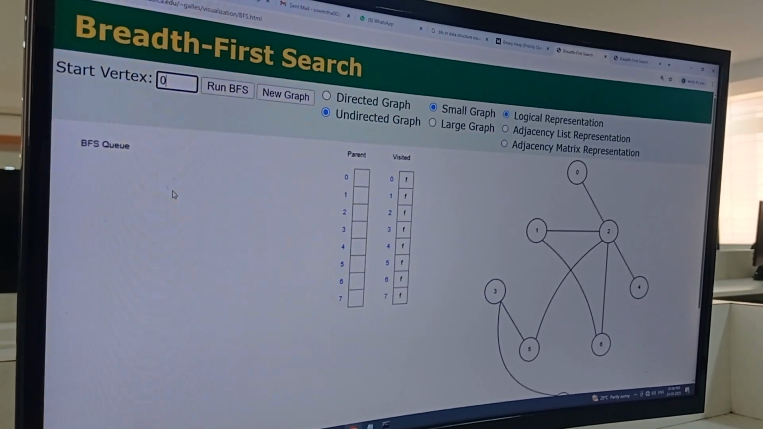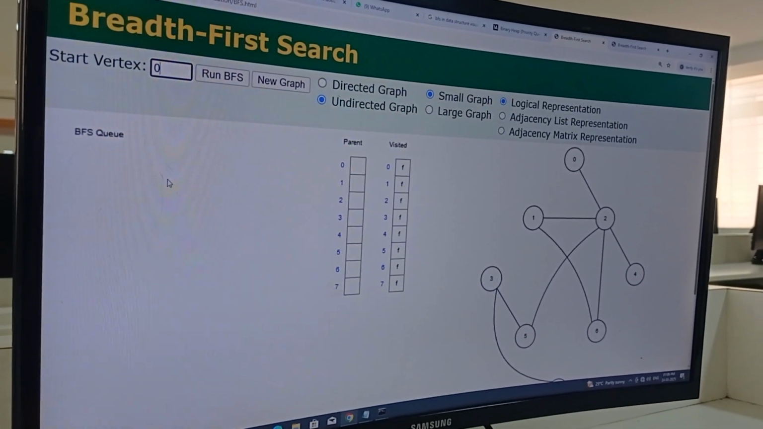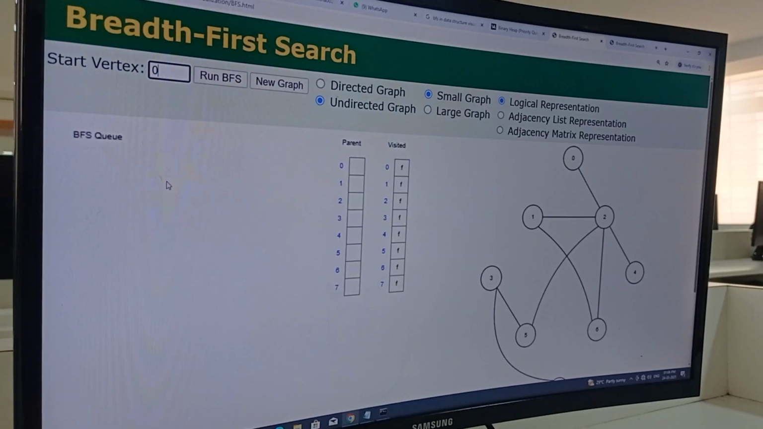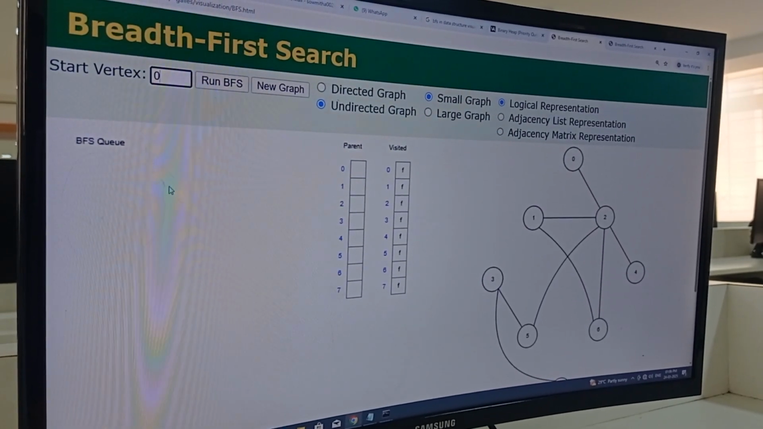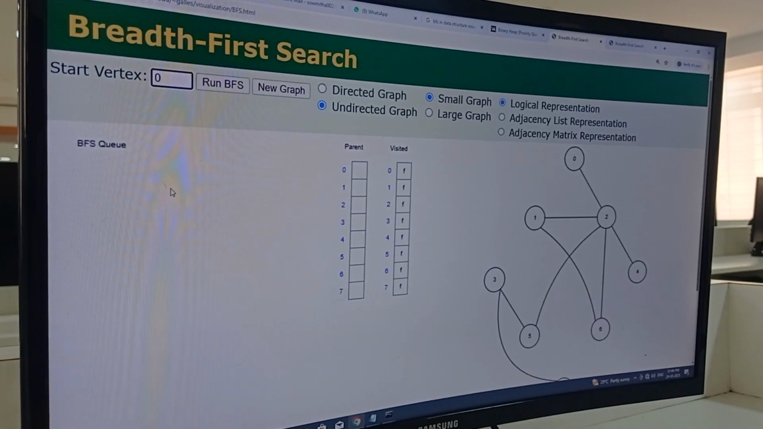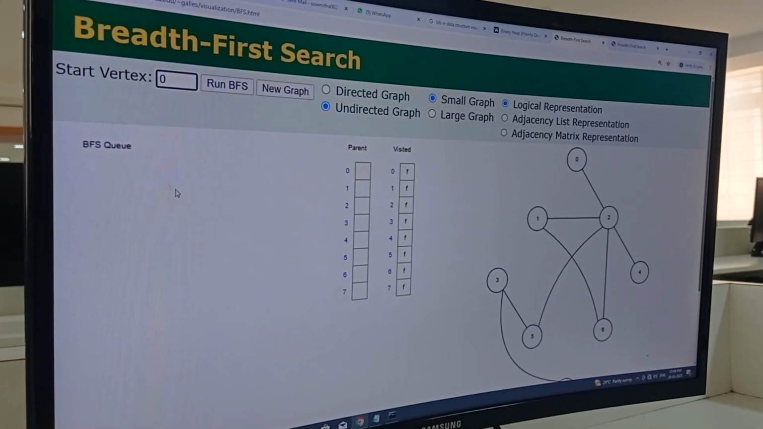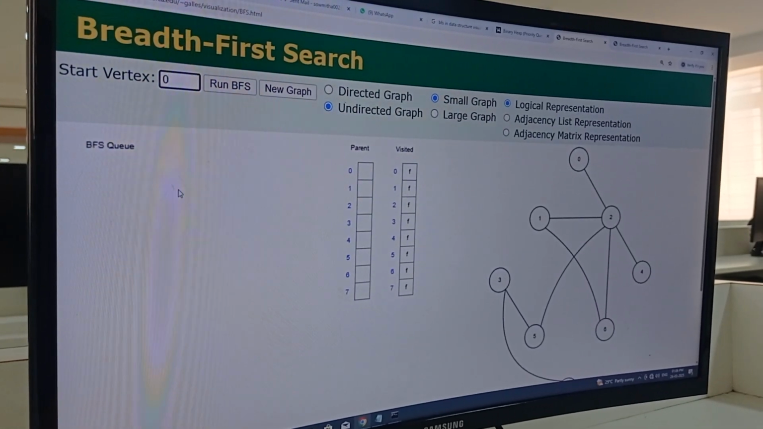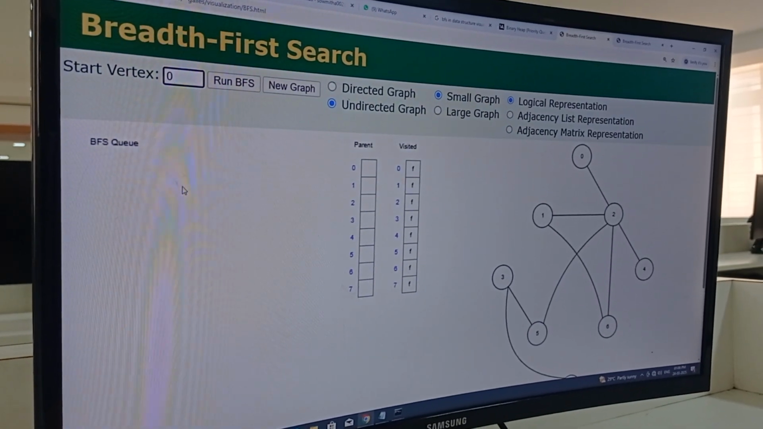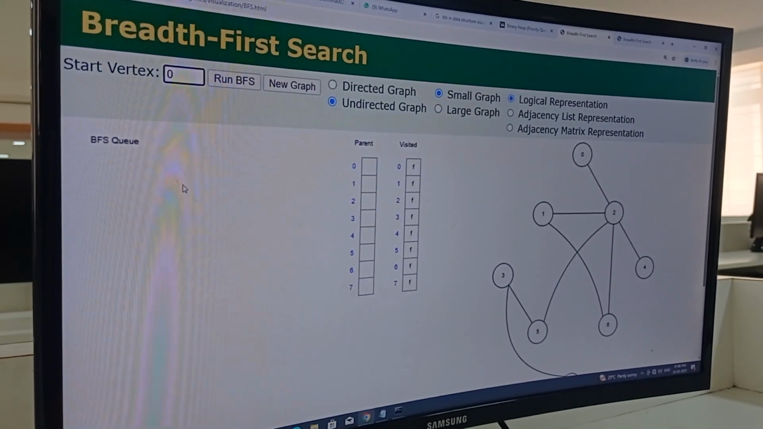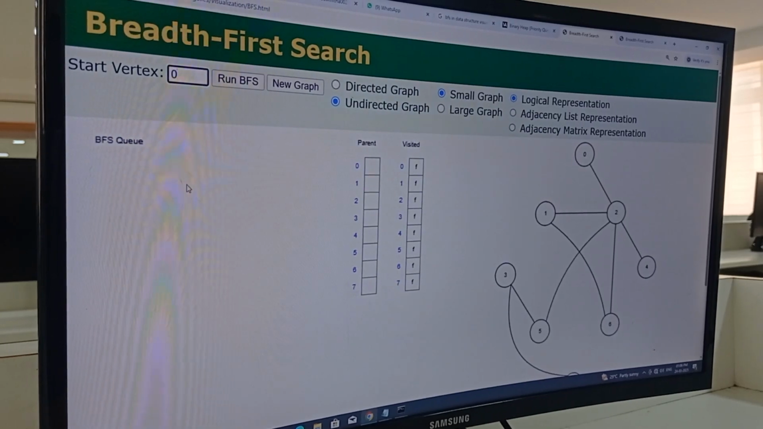So today we are going to see breadth first search. Breadth first search is one of the graph traversal techniques. It is mainly used for visiting all the vertices in the graph at one time. We can also compute the minimum shortest path to visit all the vertices in the graph. Mainly, BFS uses a queue data structure.